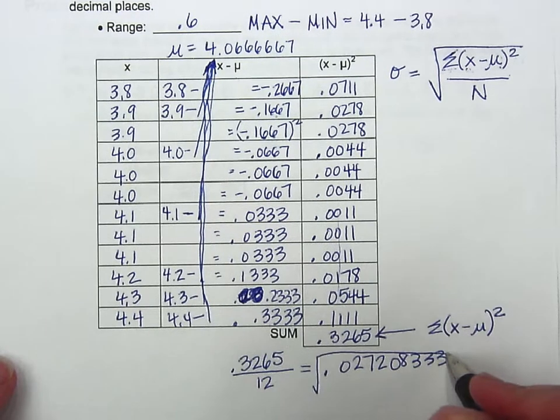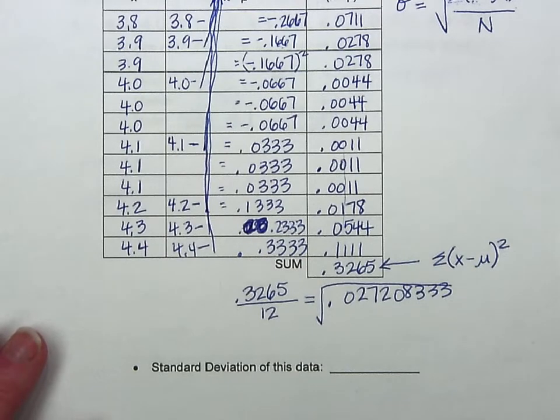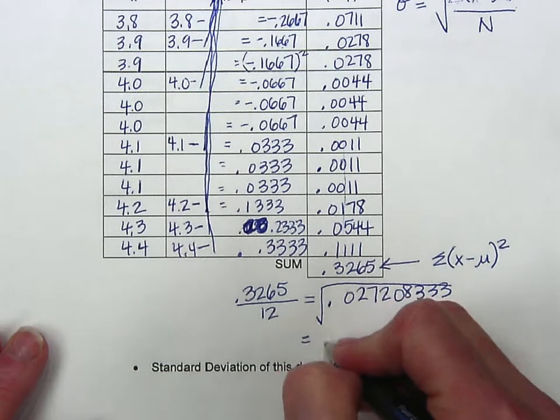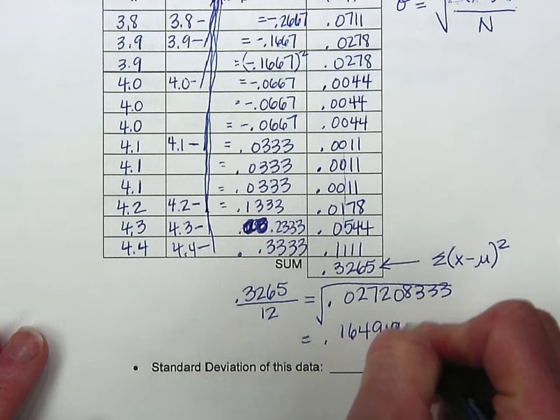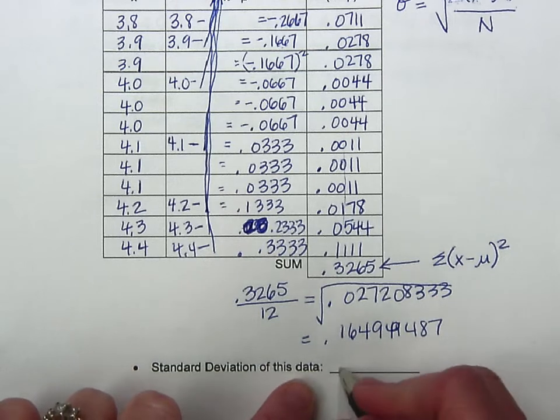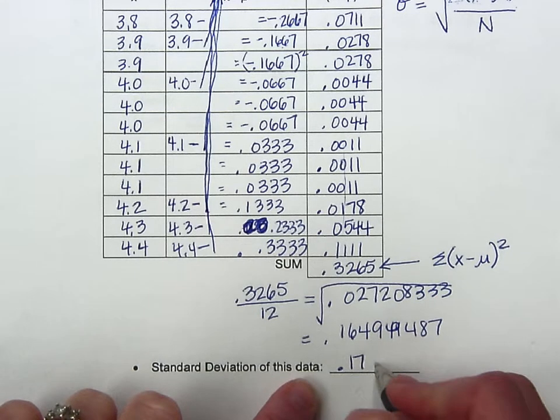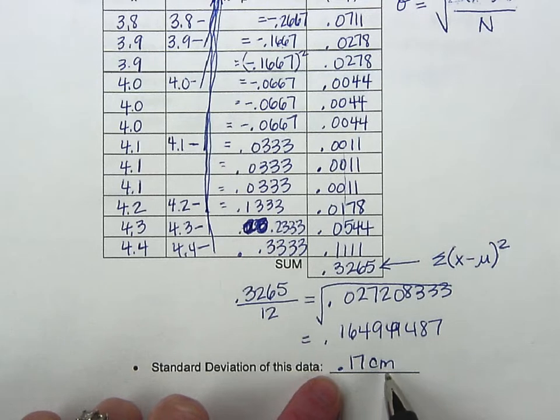So I need to square root that. And when I do the square root of that number, let me find that on here. I get 0.16494947, and I give one more decimal place than what was given to me, so I need 2 decimal places. My standard deviation is 0.17 centimeters.